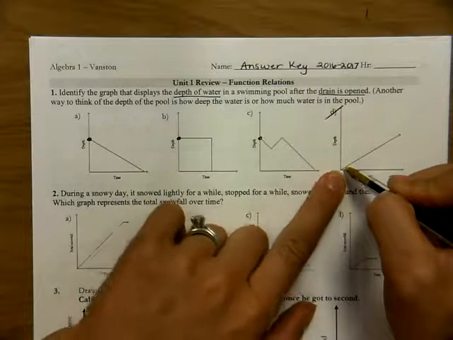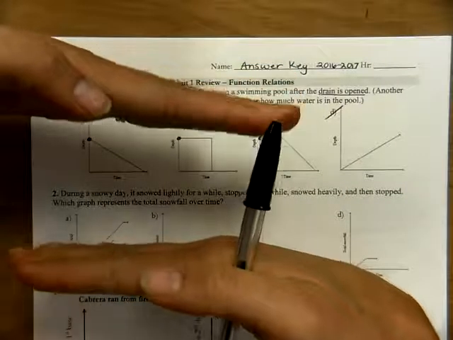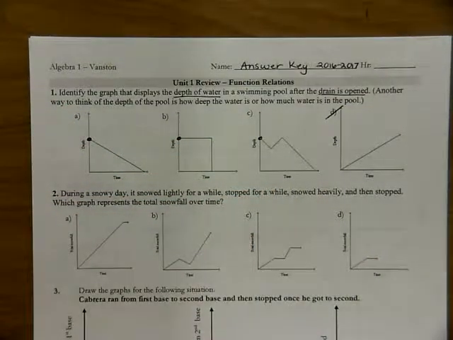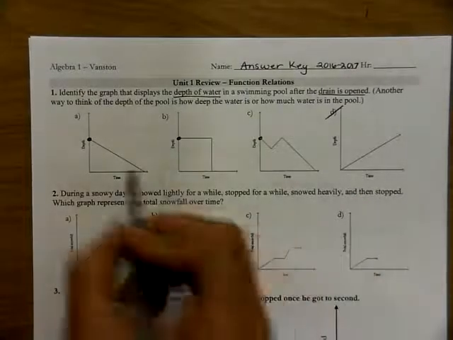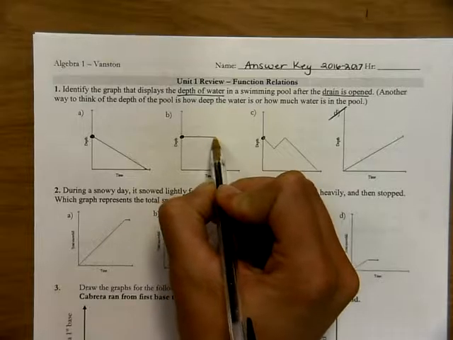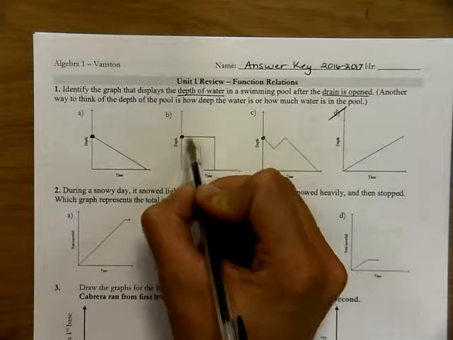If I start with that much water and then the water goes down, the depth will be decreasing. So I guess that leads me to the next thing: which one of these shows the depth decreasing? Well, this one does. This next one shows a horizontal line, which means that the dependent variable is not changing, or in this case, the depth is not changing.